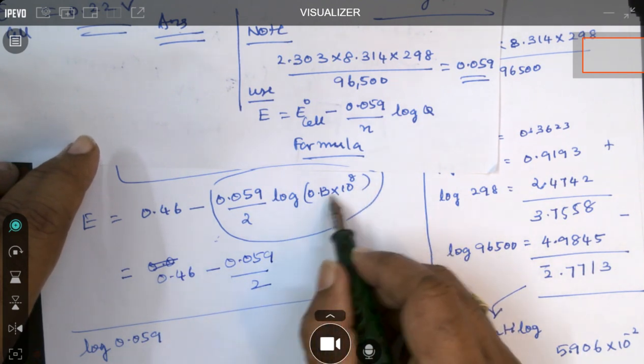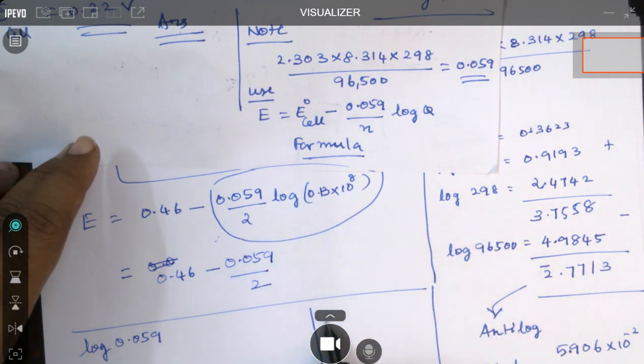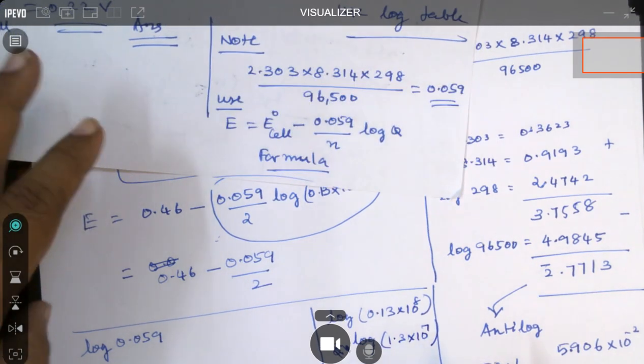So the log of this much is, you can put 8 point, that is, log of 0.13 into 10 power 8 is given as 8.13. Before that you have to convert this into scientific notation for a better conversion into log. So you can put log and here 1.3 into 10 power 7.